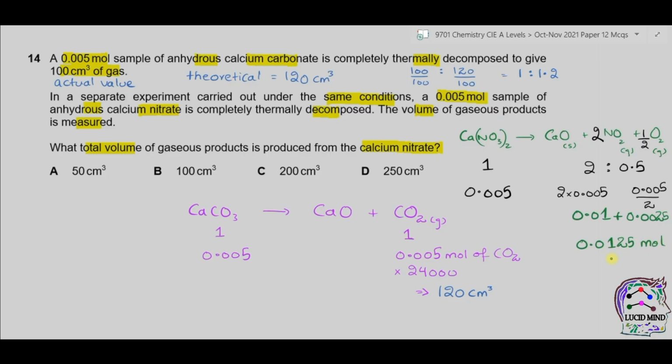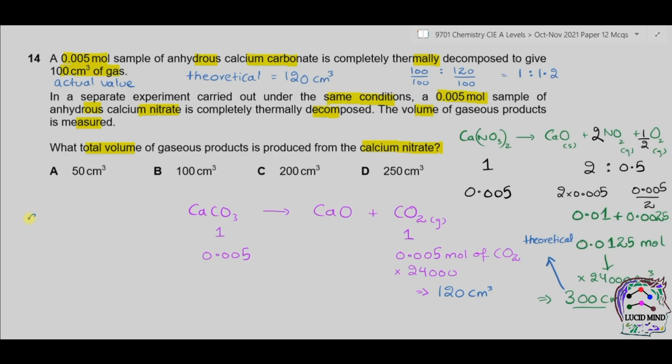Now let's convert these moles into volume. We can multiply it by 24,000 cm3 to convert it into cm3. It comes equal to 300 cm3. Now again, this is the theoretical value as it has been obtained from calculations. We have to find out the practical value or the actual value. Now theoretical value is more than actual value by ratio 1:1.2.